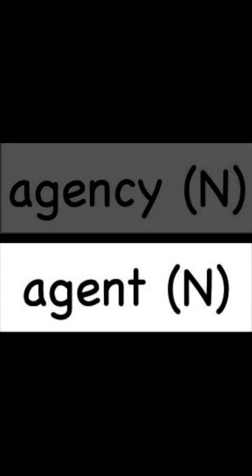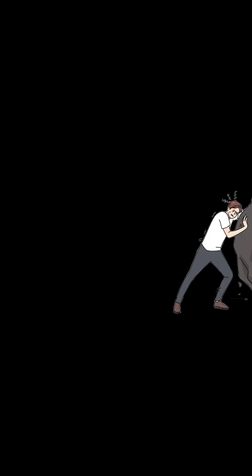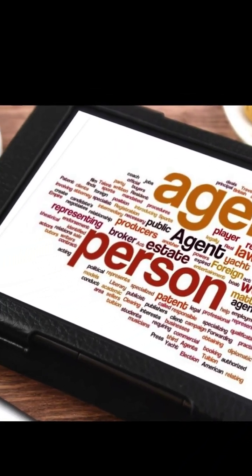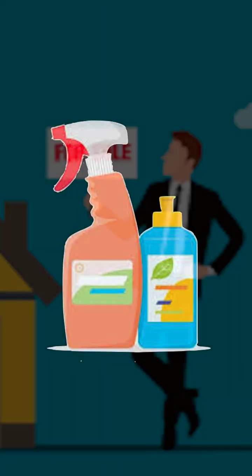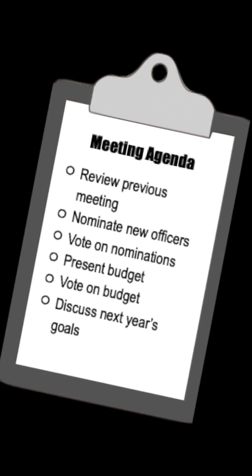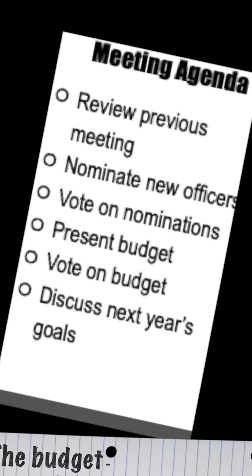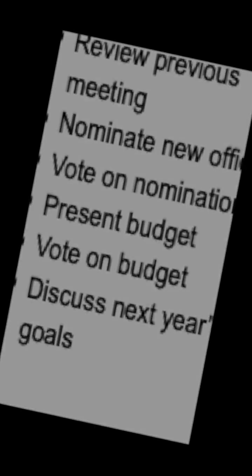The words agency and agent are closely related. An agent can be a person or a thing that drives something to happen. So it has a broad range of applications, from cleaning agents to real estate agents to secret agents. An agenda is a list of business to be done at a meeting. The budget is on today's agenda.